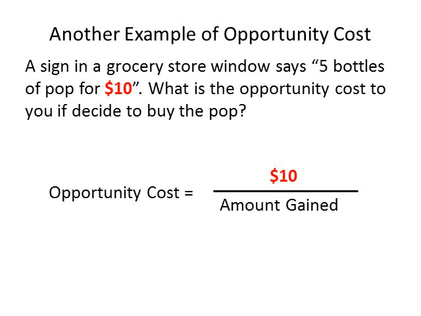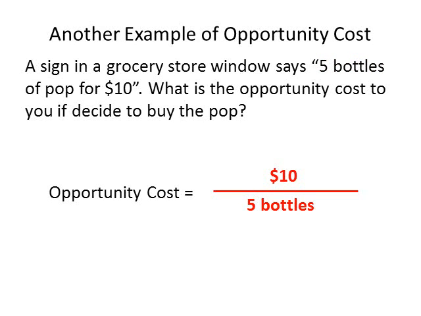We're going to substitute in $10 for what was given up. Next, we'll need to substitute in what was gained. In this case, we gained 5 bottles of pop. So we will substitute in 5 bottles for the amount gained.